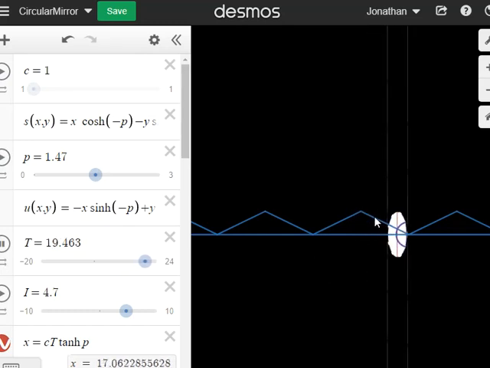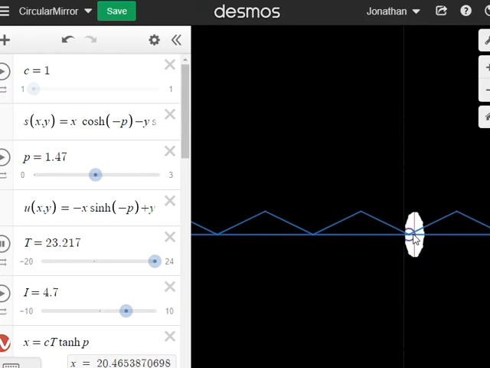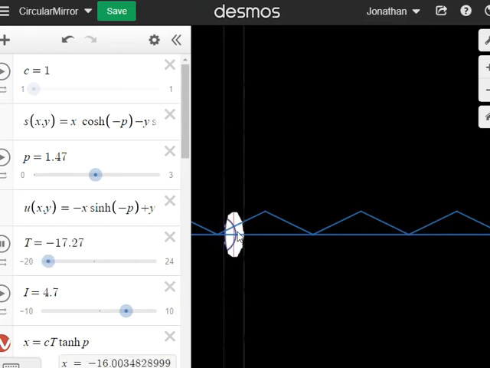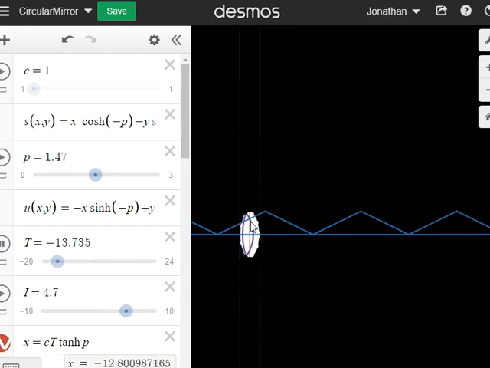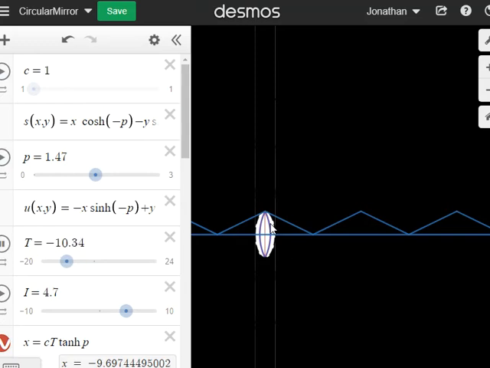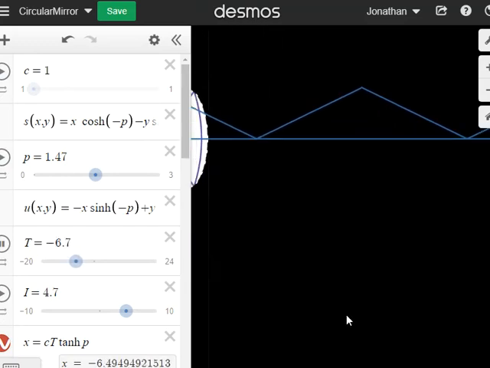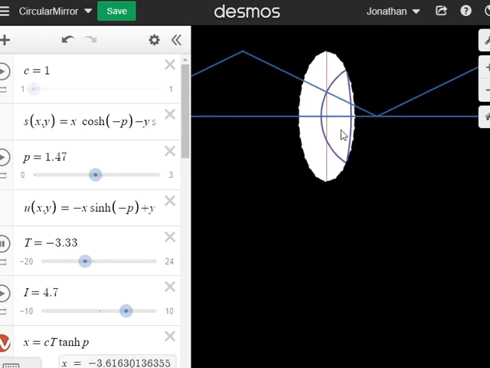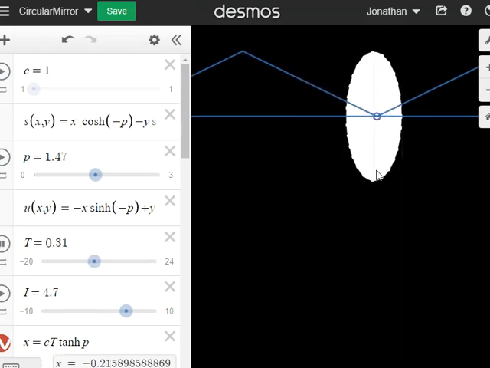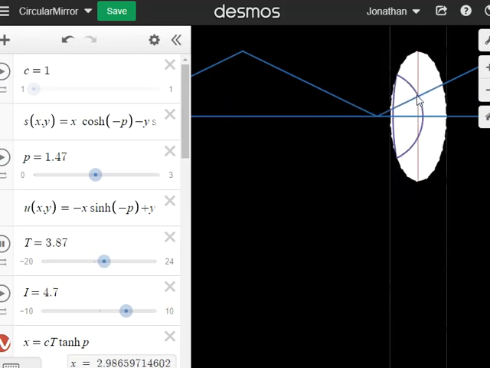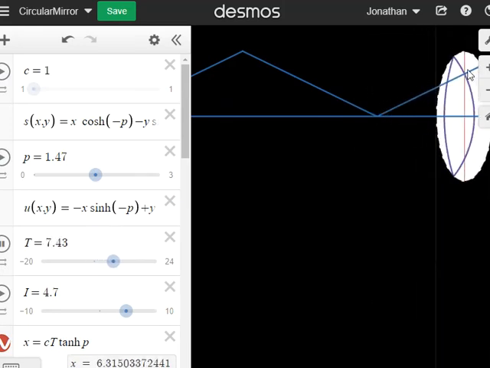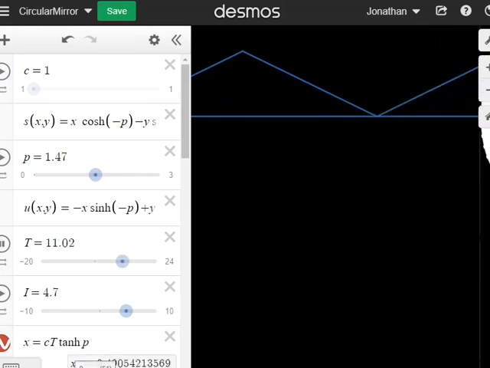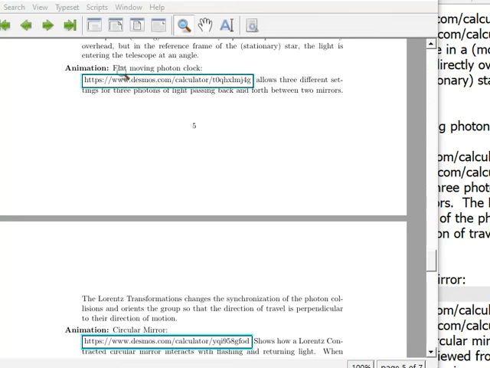The blue line here follows the intersection of the purple wavefront and the red line. So you can see that the red line that goes through the middle is where the purple line and the blue line meet. Okay, another animation that I want to look at is the flat moving photon clock.